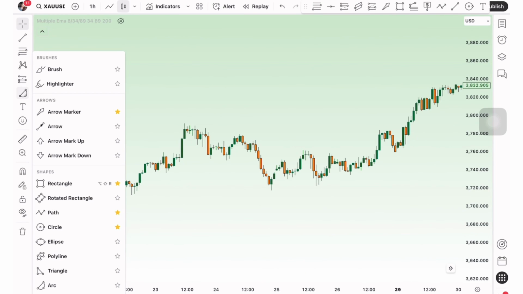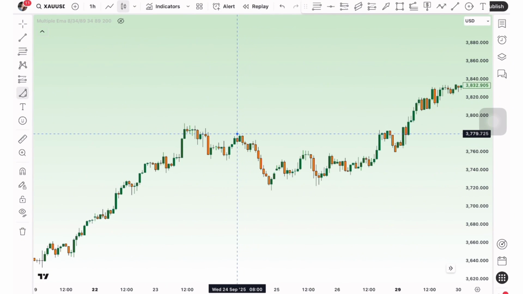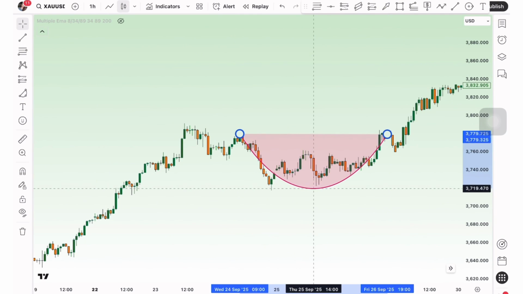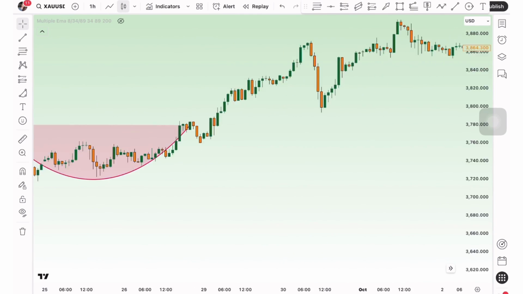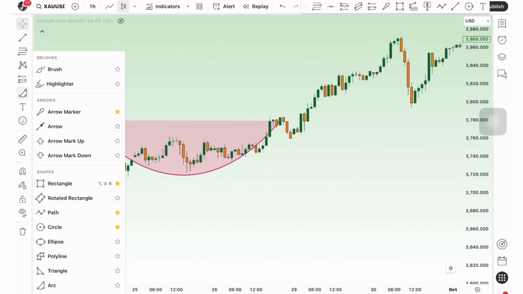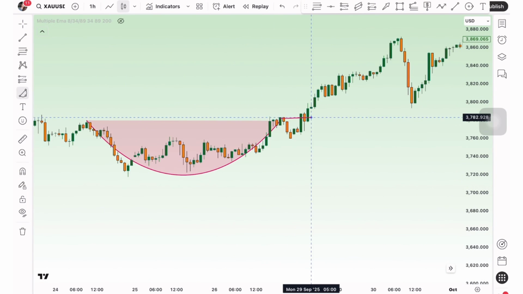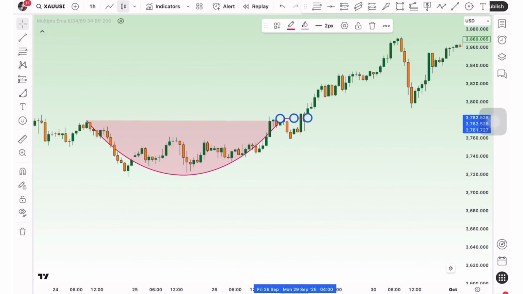When to take profits with a cup and handle pattern. Deciding when to take profits is crucial in maximizing the effectiveness of trading the cup and handle pattern. Here are strategies and considerations for determining the optimal moment to exit a trade. And you need to follow three steps.